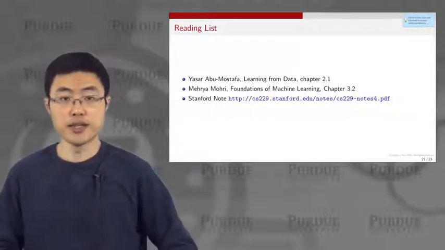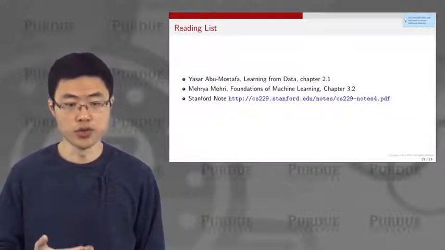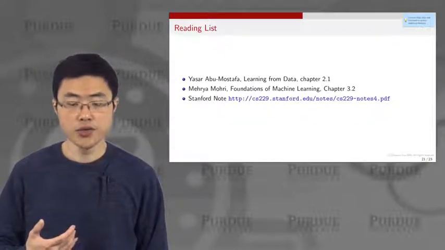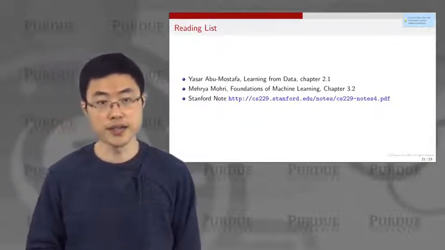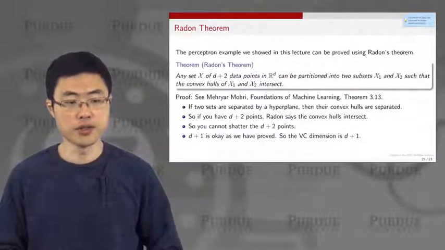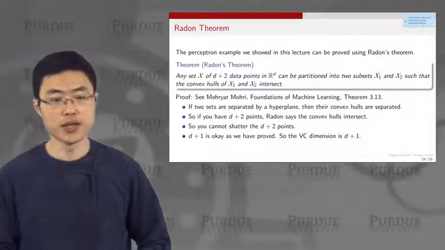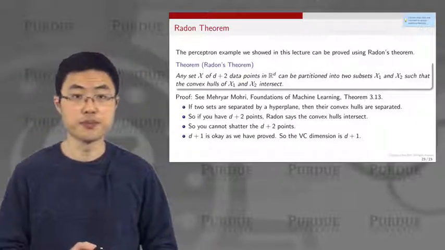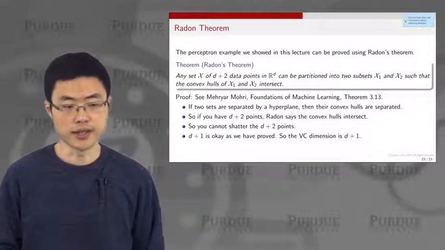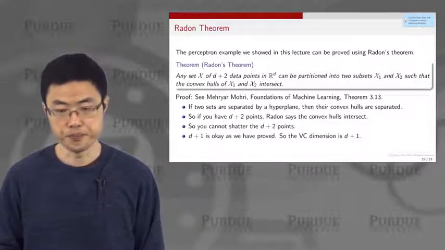Okay, so here is the reading list for this lecture. I encourage you to take a look at these 3 references. Now, I also want to point you to an appendix of this lecture, which will give you another theorem. It's called the Radon Theorem. That gives you another way of proving the Perceptron Algorithm's VC dimension. So you can take a look at this theorem.